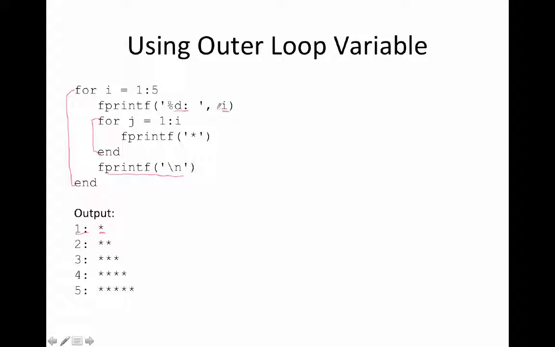So we're printing the value of I, then I stars, and then the new line. So when I is 2, we're printing 2 and 2 stars, and the new line. When I is 3, we're printing 3 and 3 stars. When I is 4, we're printing 4 and 4 stars. And finally, when I is 5, we're printing 5 and 5 stars and then moving the cursor down. So if we print something after that, it'll go on the next line.